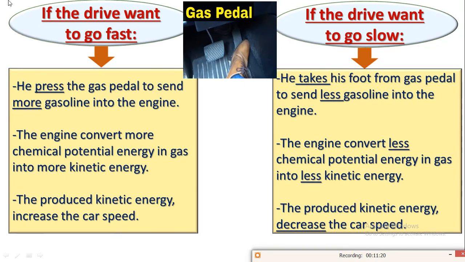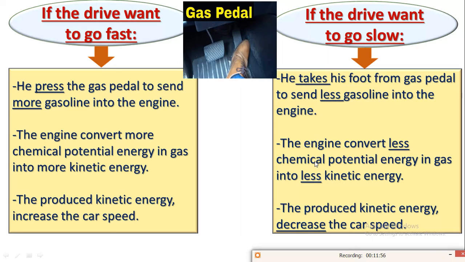Okay, now let's think together. If the driver wants to go slower, what should he do? He will take his foot off the gas pedal. Excellent. When we take our foot off the gas pedal, we send less gasoline to the engine. So less chemical energy changes into less kinetic energy. So when the kinetic energy decreases, what happens to the speed? The speed will also decrease. So you will slow down.